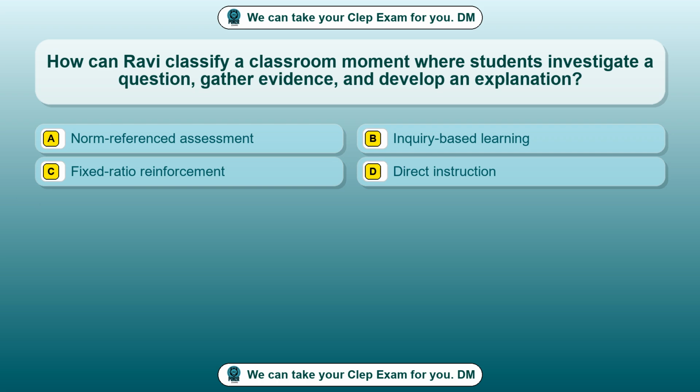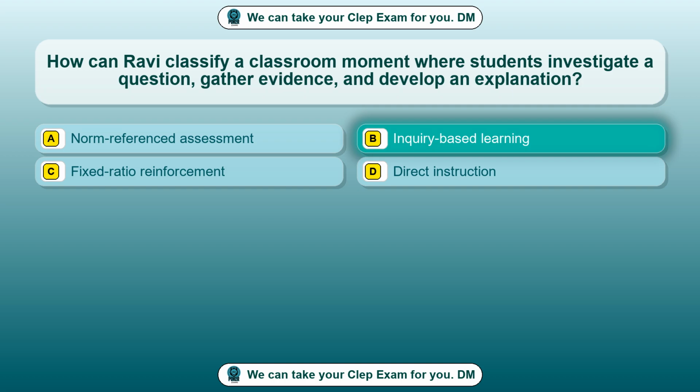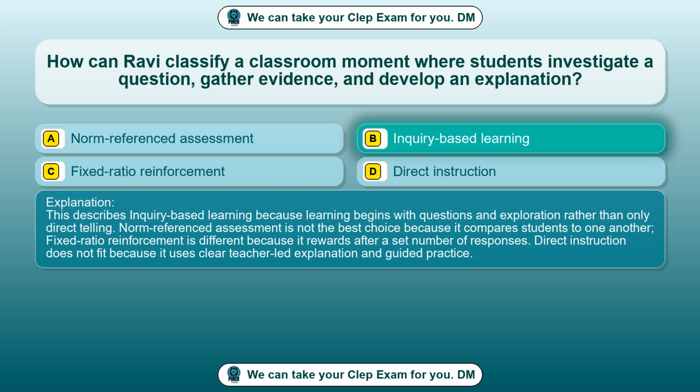Question 47. How can Ravi classify a classroom moment where students investigate a question, gather evidence, and develop an explanation? Option A, norm-referenced assessment. Option B, inquiry-based learning. Option C, fixed ratio reinforcement. Option D, direct instruction. The correct answer is option B, inquiry-based learning. This describes inquiry-based learning because learning begins with questions and exploration rather than only direct telling.